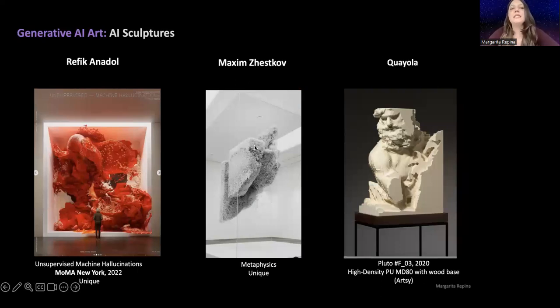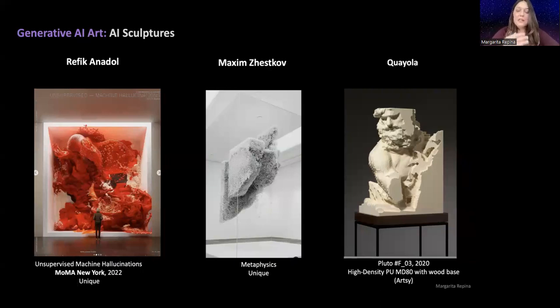Then we're talking about sculptures. This is one of the most innovative mediums in this movement. For example, Refik Anadol, whom I mentioned today already, recently had an exhibition at MoMA in New York. And the most remarkable thing here is that MoMA decided to acquire this artwork into the permanent collection. This is one of the first ever cases where a generative artwork was acquired by such a great museum.